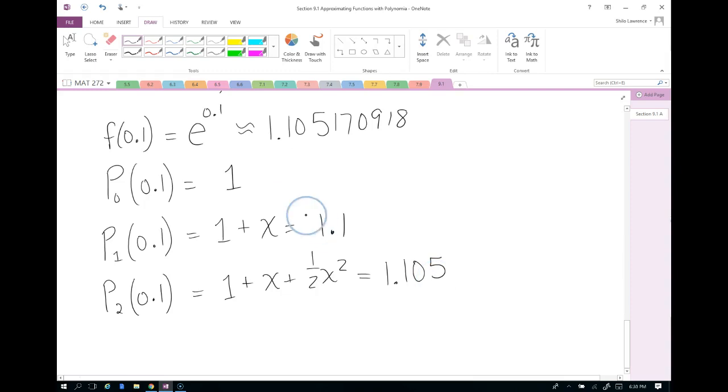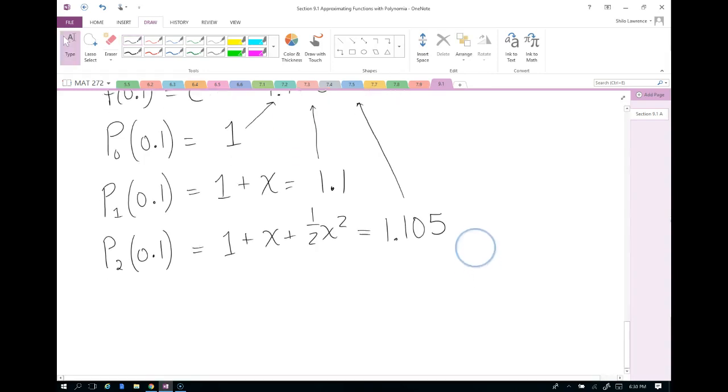So you can see as our polynomial gets larger and larger, these values get closer and closer. So right now, with p sub 2, I am accurate all the way to the thousandths position. The exact value for e to the 0.1 and my polynomial match all the way to the thousandths. So that's pretty good with just a polynomial that has 3 terms in it.